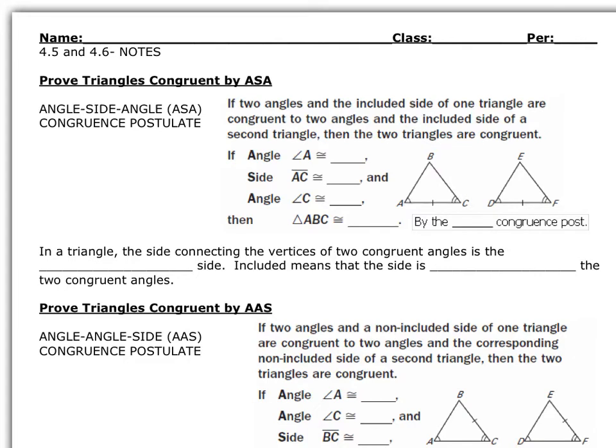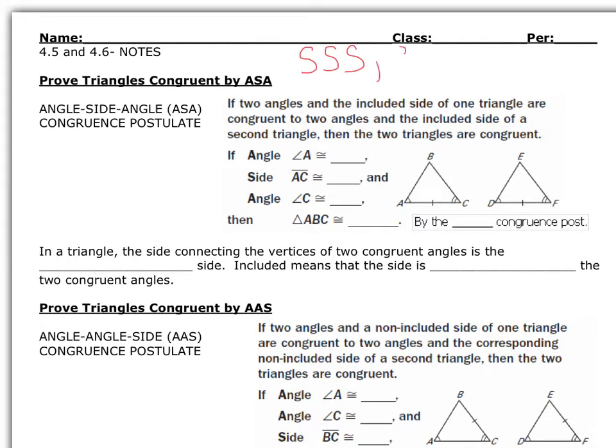So one of the shortcuts that we can use to prove triangles congruent that we've talked about is side, side, side. That's where if you had all three sides the same, you can go ahead and say that the whole entire triangle is congruent. So if you have all the sides, then you also have all the angles. And we talked about that in the past.